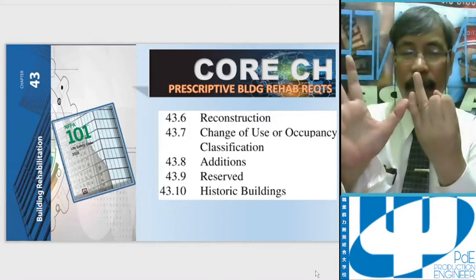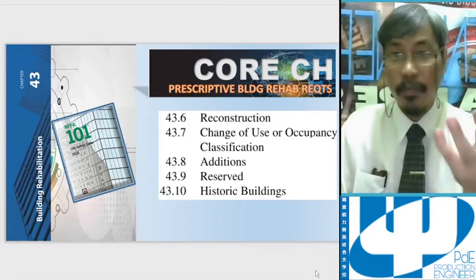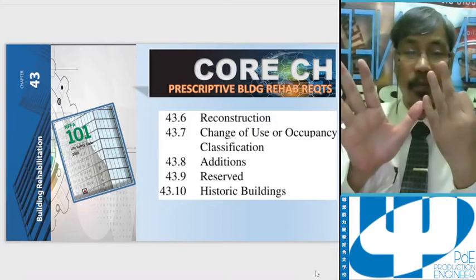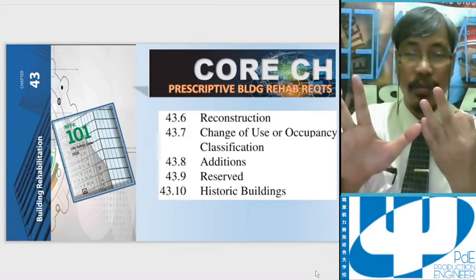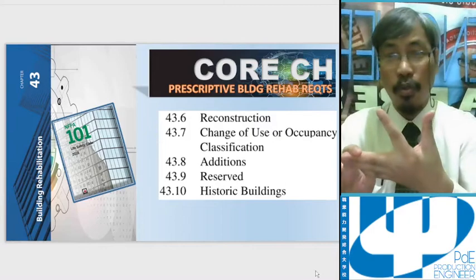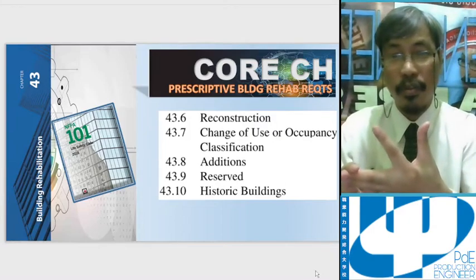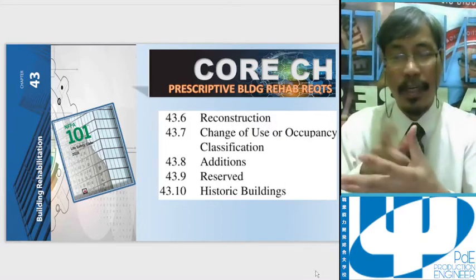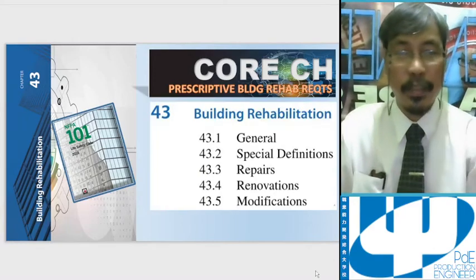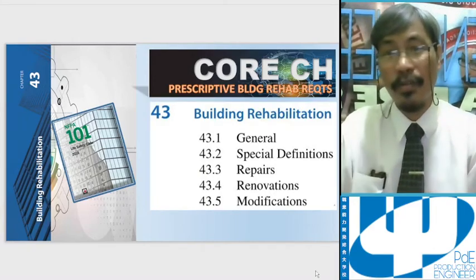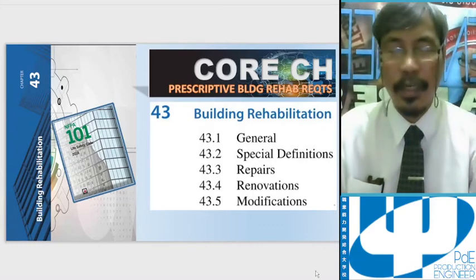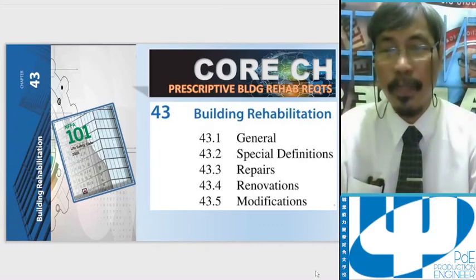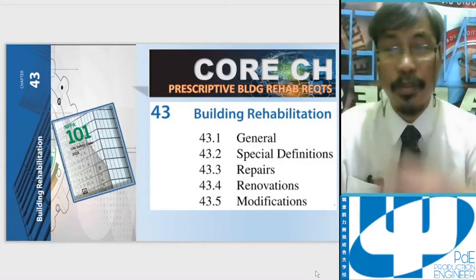So there are 7, with 1 reserve, so there are 8, plus 2 sections for general and special definition. So there are 10 sections. Actually, 9 sections because 1 is reserved.